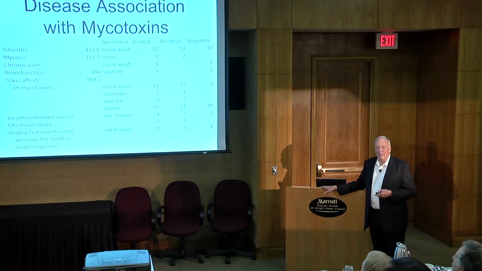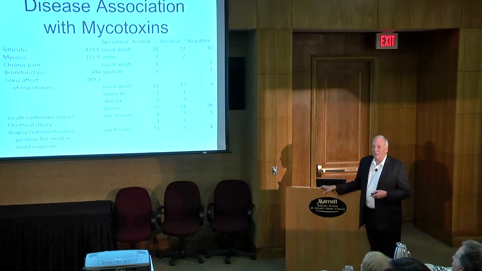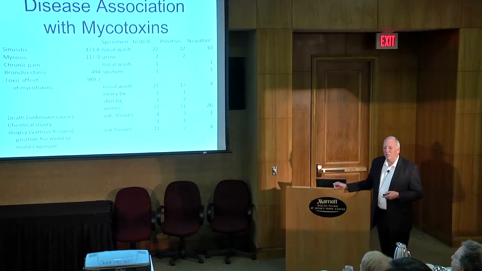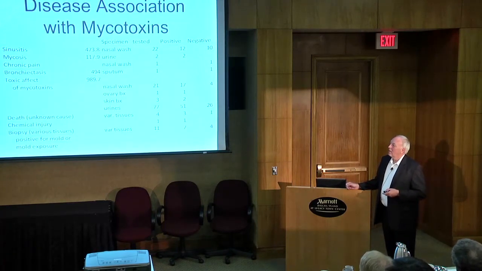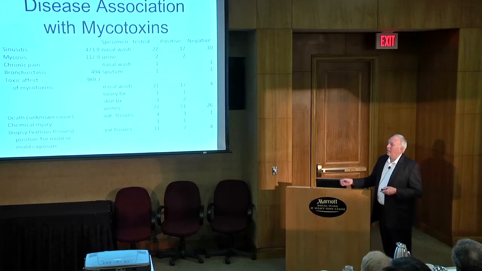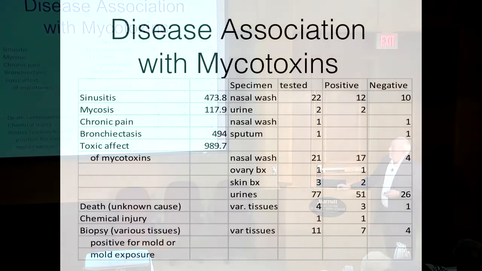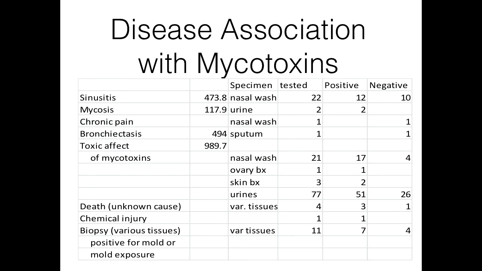These are diseases that we have found are associated with mycotoxins, and these were taken from data that we collected in 2005 and 2006, especially through Environmental Health Center Dallas, as well as a number of physicians who sent us specimens. And when they coded their ICD-9s or diagnostic codes, we were able to use that. We went back and asked the physician also what the codes were. For those of you who don't know what the ICD-9 codes are, for sinusitis it's 473.8, mycosis is 117.9, bronchiectasis 494, toxic effects of mycotoxins, which we have a lot of those that come into our lab now, 989.7. And then there's death, chemical injury, and biopsies.